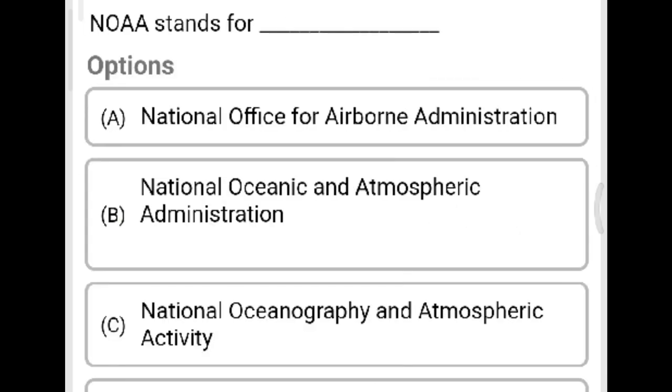Next question, NOAA stands for option A National Office of Airborne Administration, option B National Oceanic and Atmospheric Administration, option C National Oceanography and Atmospheric Activity, option D none of the above. The correct answer is option B National Oceanic and Atmospheric Administration.